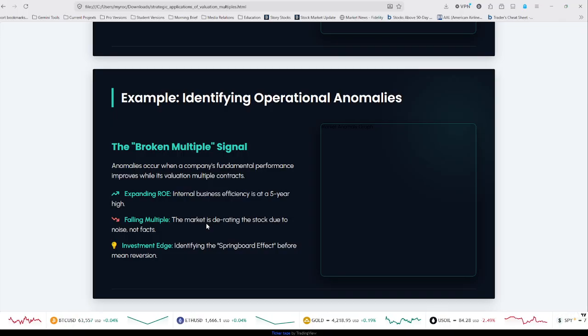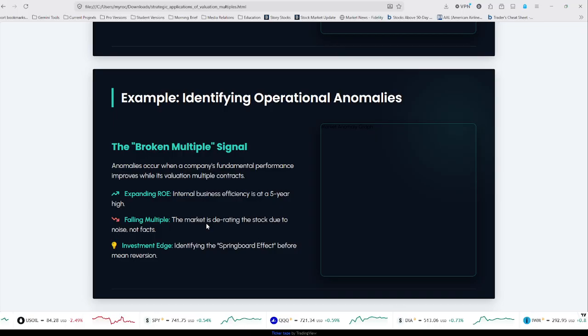So this is what we call the broken multiple, or the anomaly. Anomalies occur when a company's fundamental performance improves while its valuation multiples contract. Now we've been seeing one recently. We've been having a lot of conversations about Adobe. Now this is not to say that we know for a fact when the multiple contraction will stop.